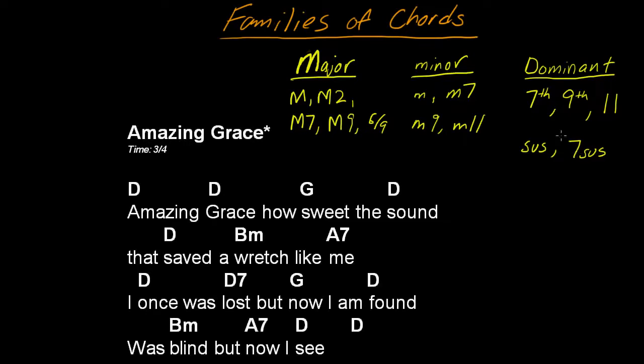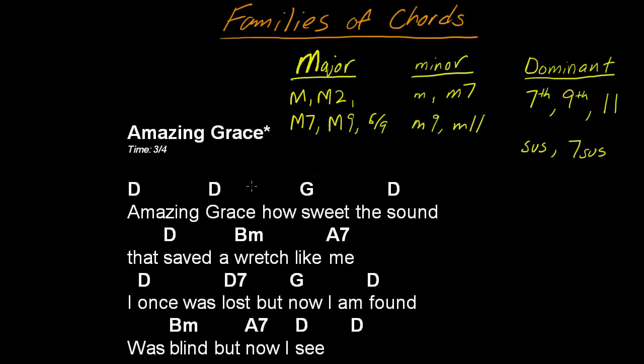Now, why, again, is this important? Do I need to memorize all these or what? No, you don't. Because the truth is, you can play all songs with just major and minor chords. I mean, you can break this down and you don't even have to play this as an A7. You can just play it as an A. But if you want to add a little color to it, what you can basically do is substitute any chord for a different chord within the same family.